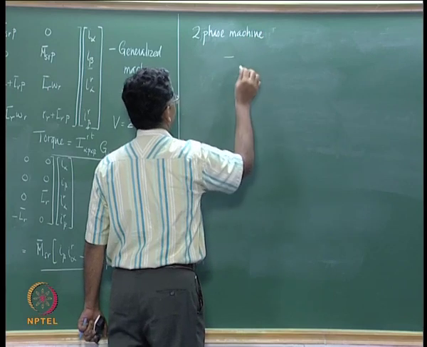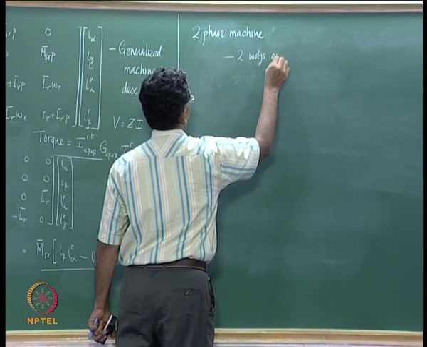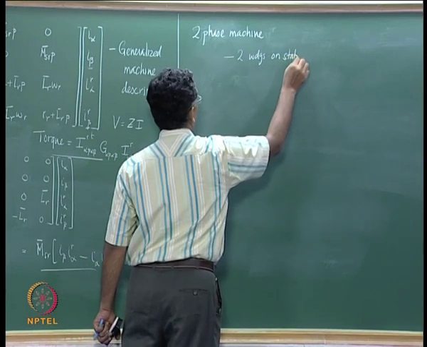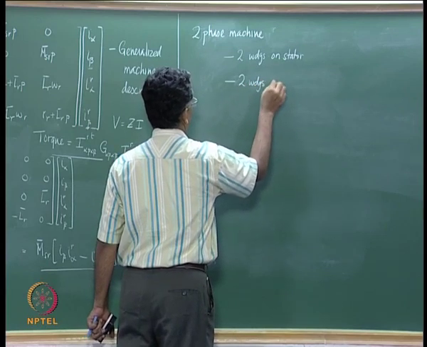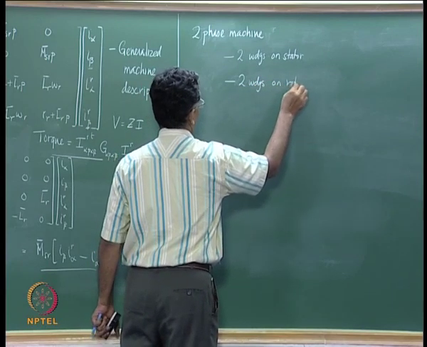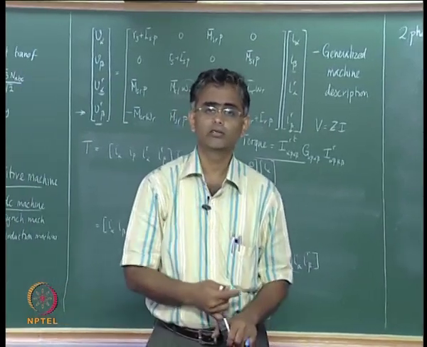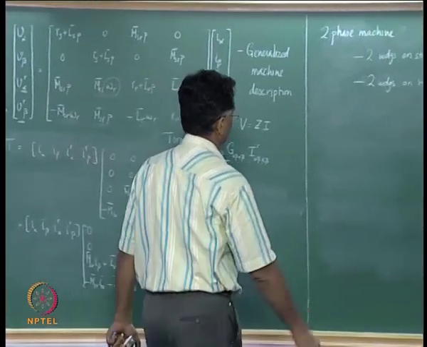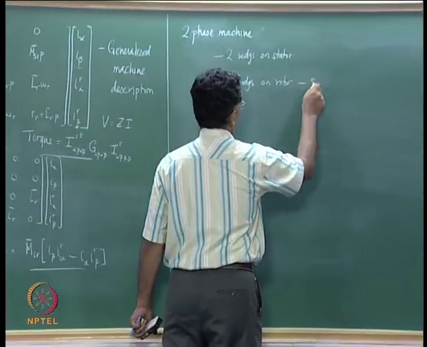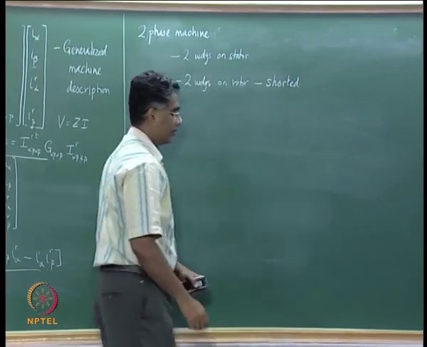This has two windings on the stator and two windings on the rotor. Now because it is an induction machine, the way you would normally operate an induction machine is to give excitation on the stator and the rotor will be shorted. You do not give supply to the rotor windings.